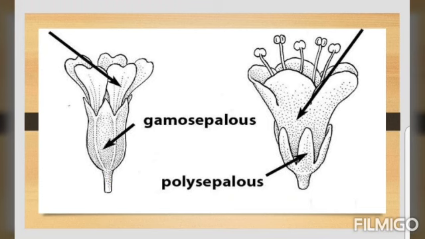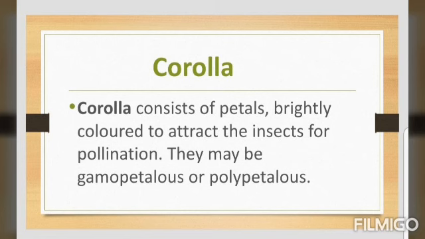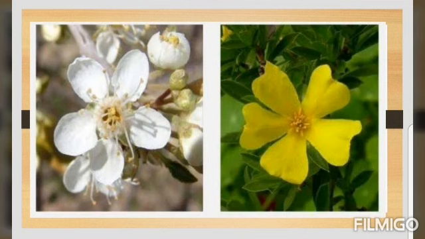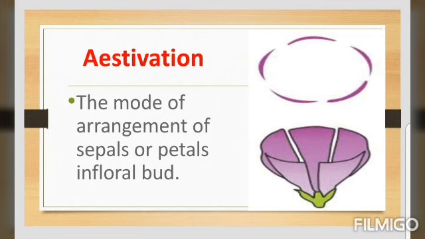Corolla is composed of petals. Petals are usually brightly colored to attract insects for pollination. Like calyx, corolla may also be gamopetalous, that means the petals are united, or polypetalous, that means the petals are free. Estivation simply means the mode of arrangement of sepals or petals in flower bud with respect to the other members of the same whorl.